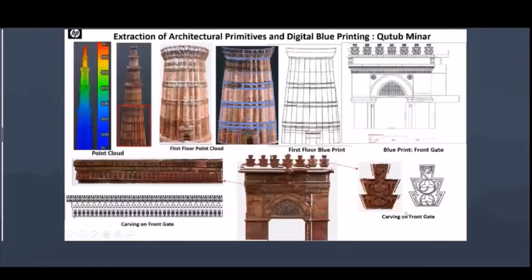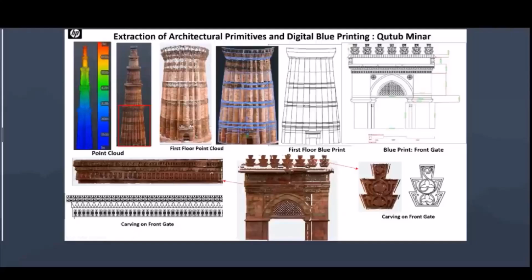Similarly, digital blueprints were generated for Qutub Minar, the first floor, and the front gate here. This is the gate, which has been blueprinted here. Small parts, just to show you that each carving can also be done, and carvings on the front gate. So just to highlight that even very small, minute portions can be very precisely extracted digitally and archived in the digital format.